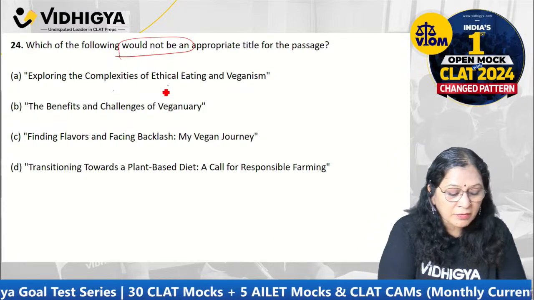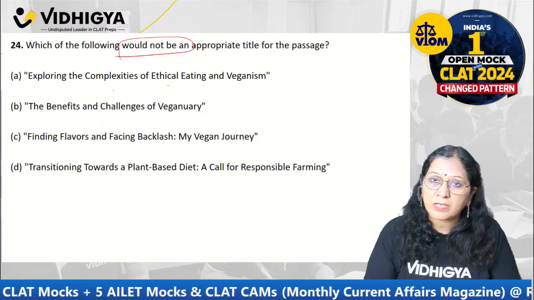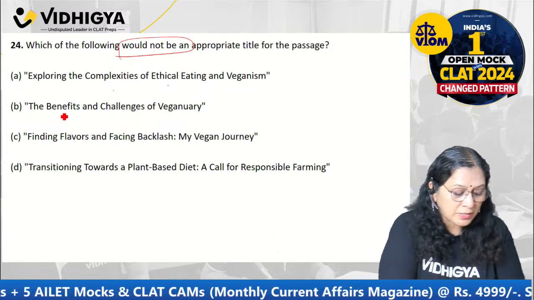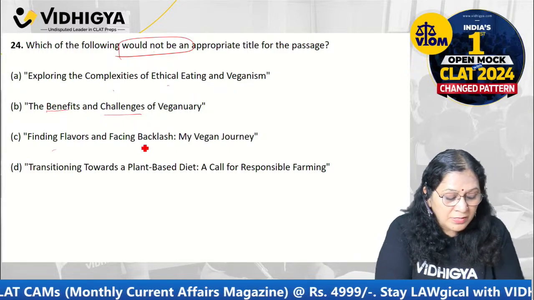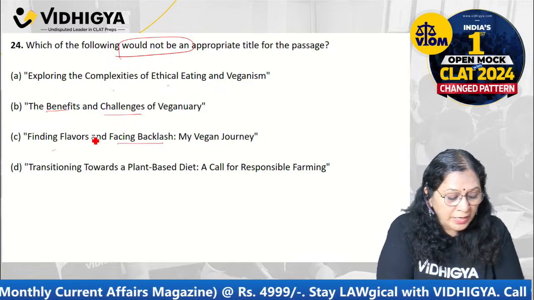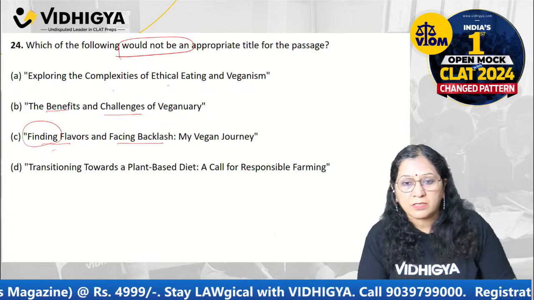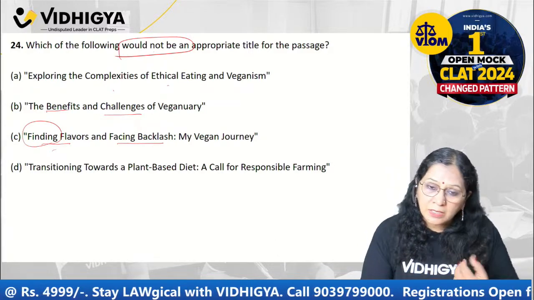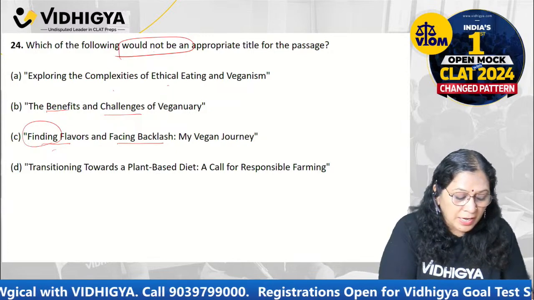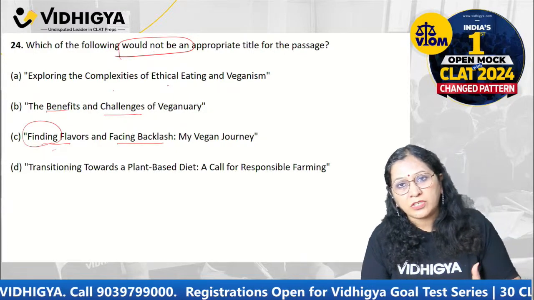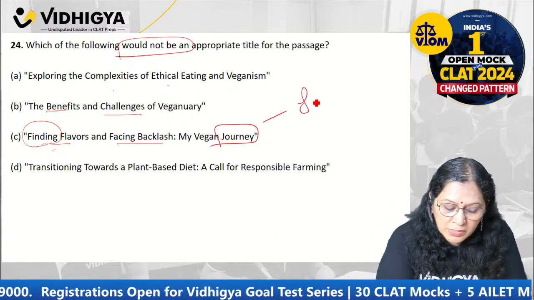एक्सप्लोरिंग द कॉम्प्लेक्सिटीज ऑफ एथिकल ईटिंग एंड वीगनिज्म पॉसिबल है. बेनिफिट्स एंड चैलेंजेस ऑफ वीगनिज्म, ये भी पॉसिबल है, ठीक है, क्योंकि वो कहीं ना कहीं चैलेंजेस की बात कर रहे थे. फाइंडिंग फ्लेवर्स एंड फेसिंग बैकलैश, तो ये है तो सही, but was he finding the flavors? He got. He came to know. He learned about them. He was not searching for the flavors, right? And facing backlash, my vegan journey. तो अगर my vegan journey होती, तो क्या वो farmers के बारे में लिखता?